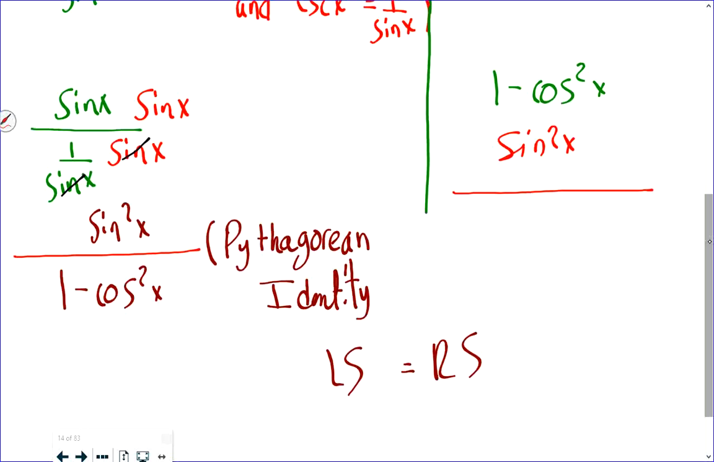Unless there's a lot of complicated simplification that needs to go on both sides, I tend to work just on one side. And that's it. Any questions with that first example?